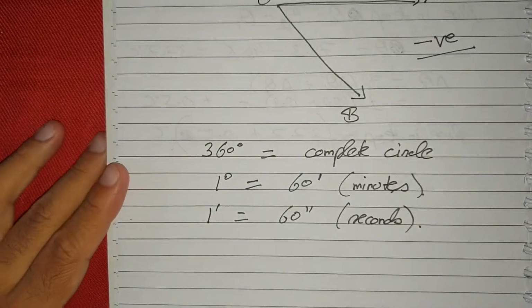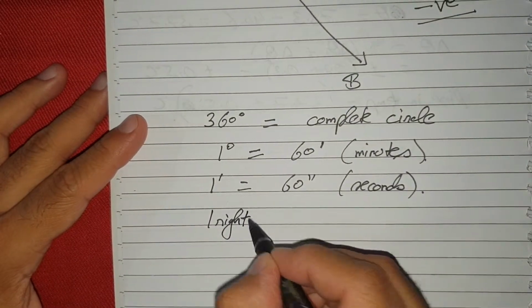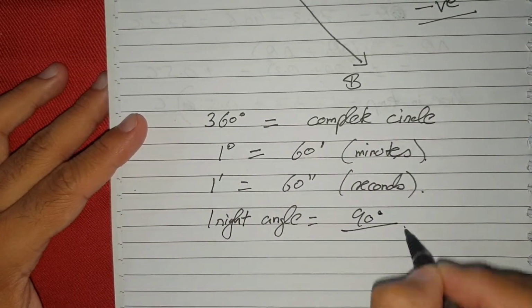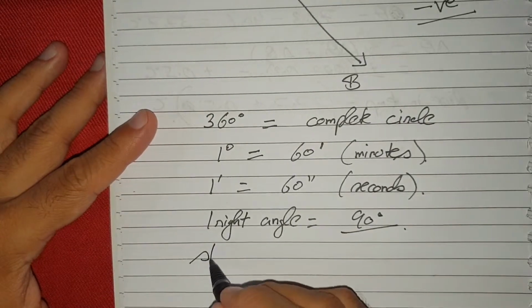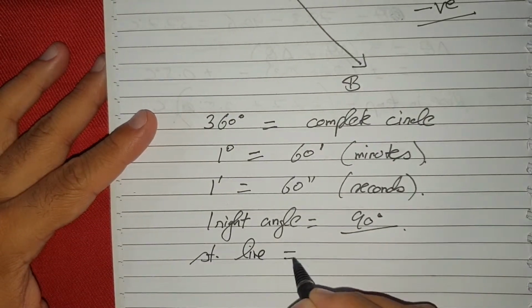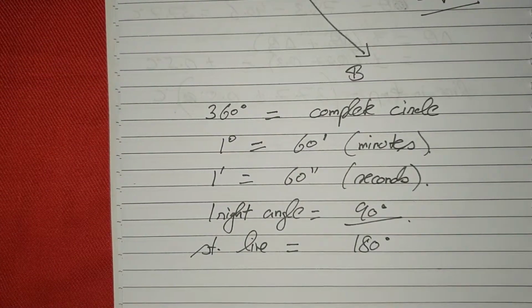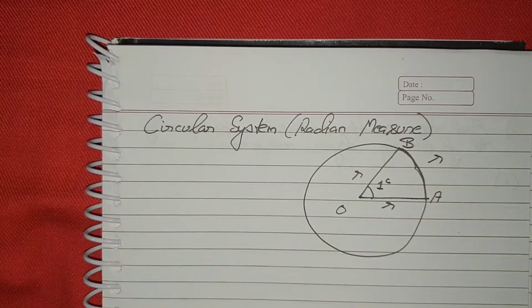We know that in degree measure also, one right angle is equal to 90 degree. Complete circle, 360 degree, a straight line, that is 180 degree. So these are the degree measures. Then we have the system which is known as the circular system or the radian measure. So this is the circular system or the radian measure.